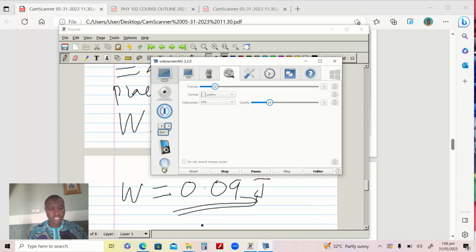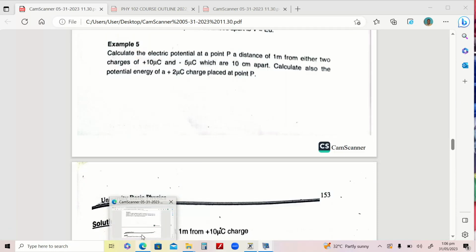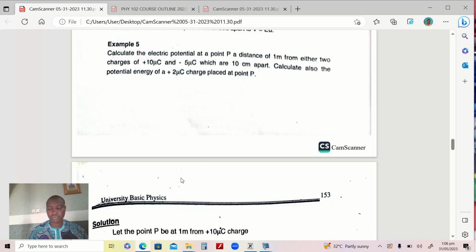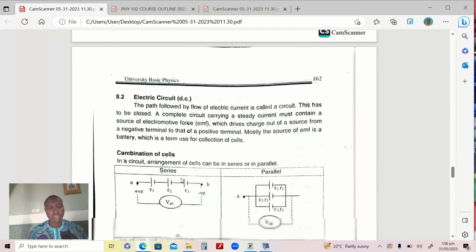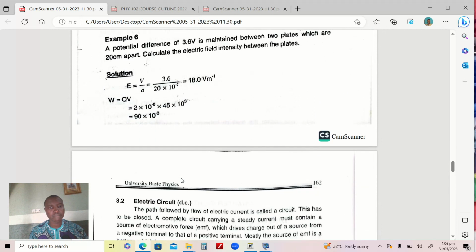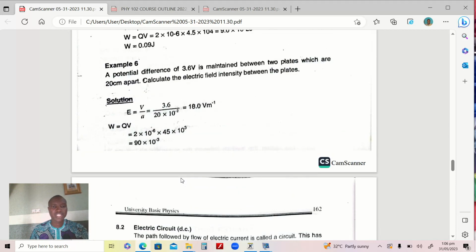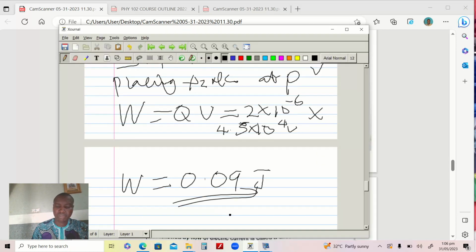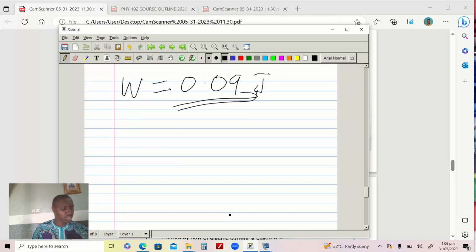So I want us to see another question on this before we move on to other related problems. Let's see this problem. This one says a potential difference of 3.6 volts is maintained between two plates which are 20 centimeters apart. Calculate the electric field intensity between the plates. So this will be like problem number 5 or 6 that we shall be solving now.